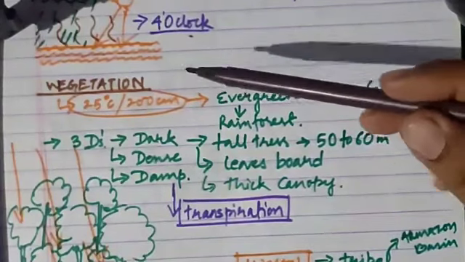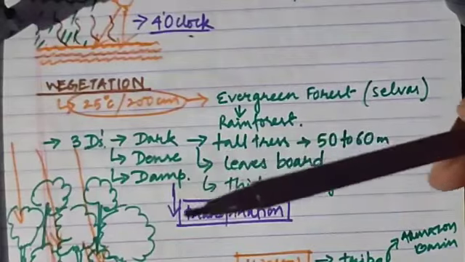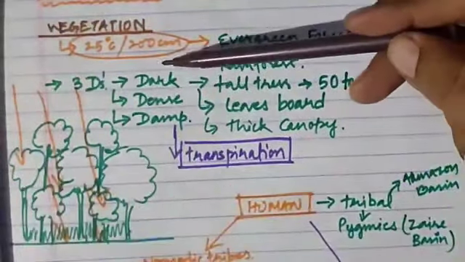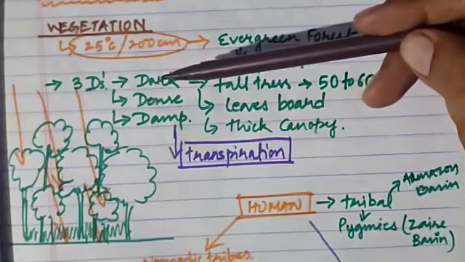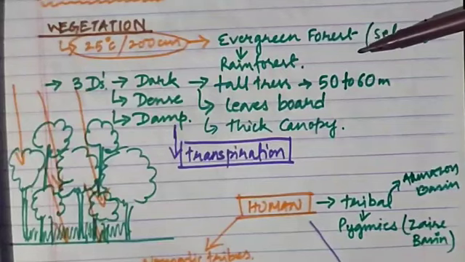Now let's discuss the vegetation of the equatorial areas. Since this area has a high temperature of 25 degrees Celsius and a heavy rainfall of 200 centimeter, definitely this area is going to have evergreen type of forest.